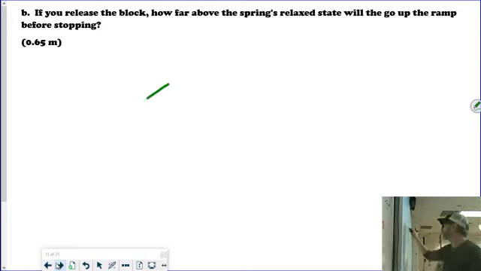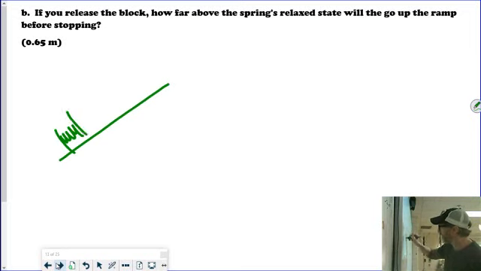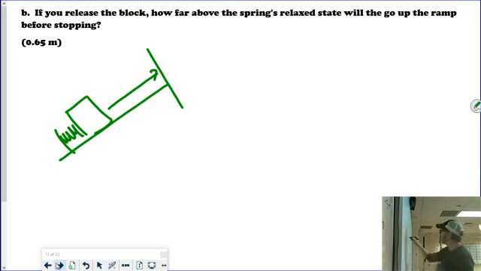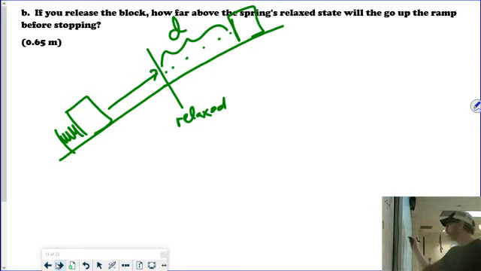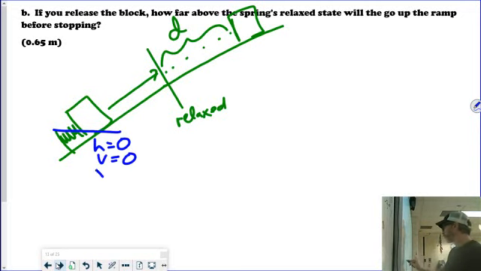Okay. So I'm thinking about 2 positions here. There's the squashed state, right? And then ka-chunk, you let it go. It's going to go past the relaxed state, and it's going to keep going up the hill. We want to find that distance there, right, until it stops. Okay, so let's do this. Because we're dealing with GPE, we need to determine our point where our height is 0. So let's call this point a height of 0. So here our height is 0, our velocity is 0, but our spring is squished 0.23 meters, right?